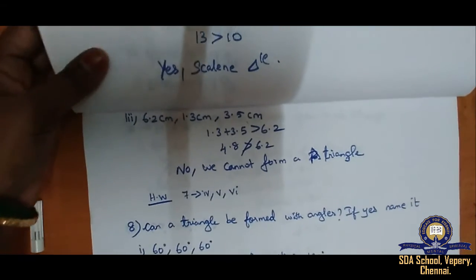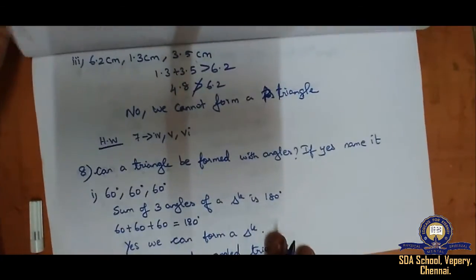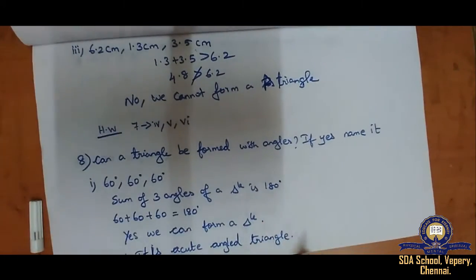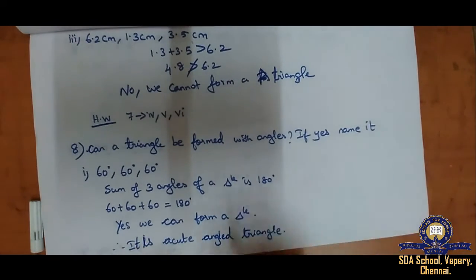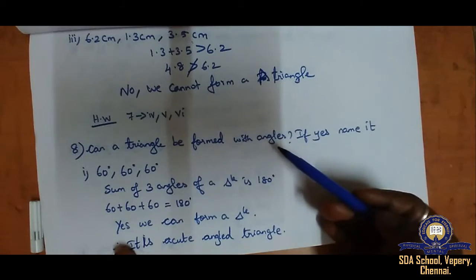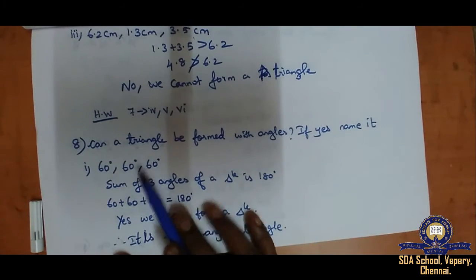7th question, the 4th Roman letter, 5th and 6th are homework. Clear? I did 3 sums. 8th question, can a triangle be formed with these angles? If yes, name it. Same way we did for sides, now we are supposed to do it for angles. The question is 60, 60, 60.